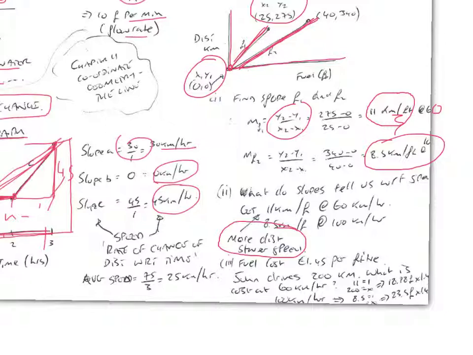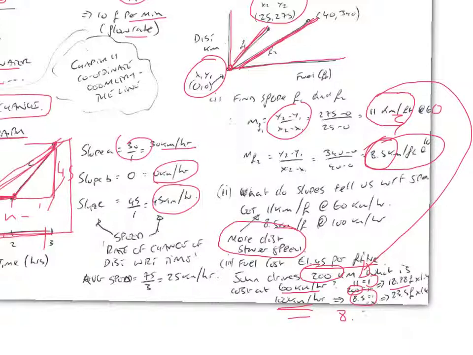Okay, so the fuel costs 1.45 per litre. John goes for a drive of 200 kilometres. What's the cost if he goes at 60 kilometres an hour or 100? Well, all you have to do really is set up your ratios. 11 kilometres is 1 litre, so 200 kilometres is 18.18 litres, or 8.5 at the higher speed is 1 litre.